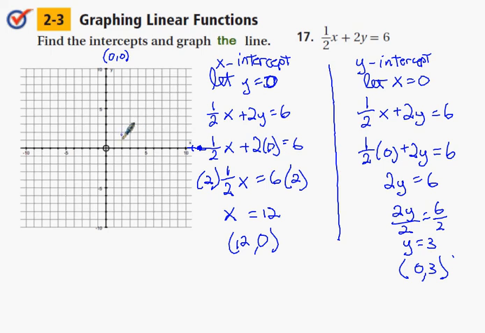So I locate that on the y-axis, 0, 3, 1, 2, 3, and then I would simply draw my line. Whoops, hopefully a straighter line. There we go. And that's the solution.